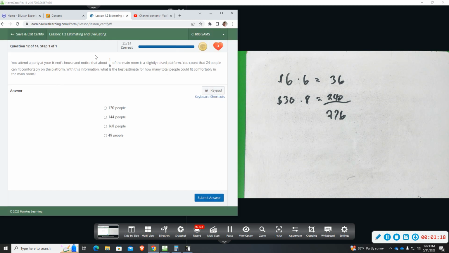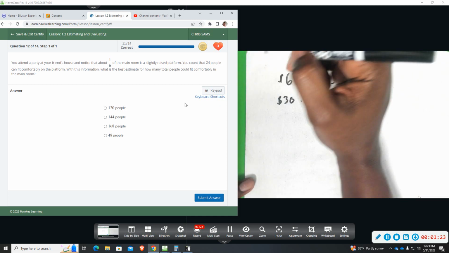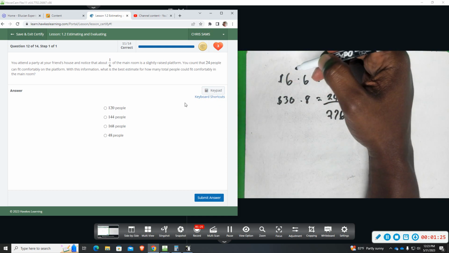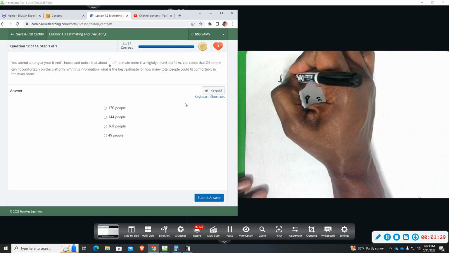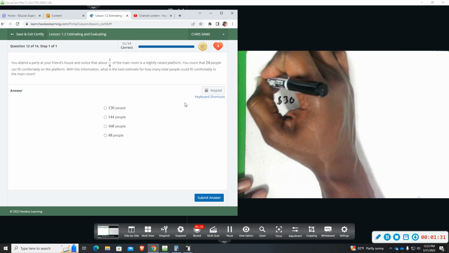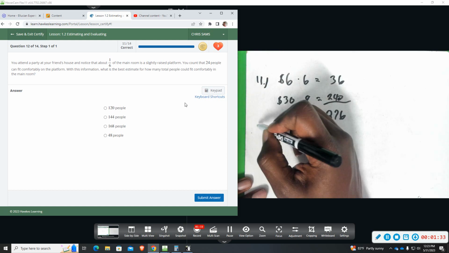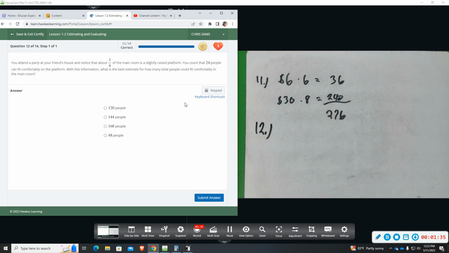Okay, so at this point we have completed the assignment. I do recommend whenever you finish that you go through all the rest of them, because you don't know what you're going to see on the test, and you want to be able to see all the question types. This is now number 12.